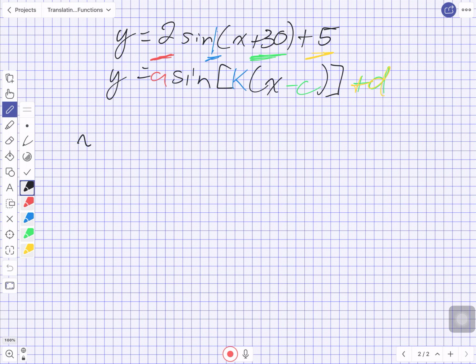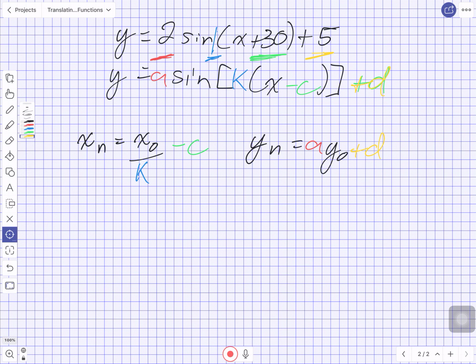So I'm going to say your new x value is equal to your old x value divided by the value of k. And now this part's tricky. I'm going to say minus c, and we're going to talk about what c is and what the actual value is. And your new y value is equal to whatever your a is times the old value of y plus the d value. Lots of letters, lots of colors. It can be a bit confusing, but we're going to do this one step at a time.